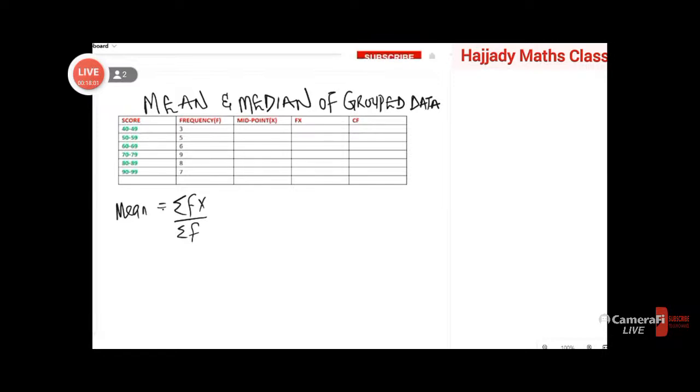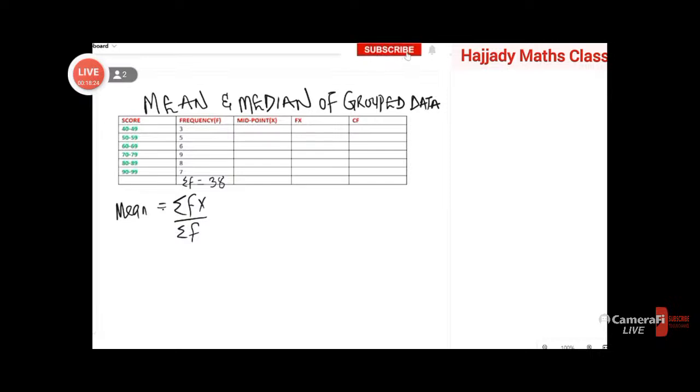Now the first thing we are going to do is to calculate the summation of our frequency, and from here we know that our summation of our frequency is the addition of everything. We have 3 plus 5 plus 6 plus 7 plus 9 plus 8 and 7. This is going to give us 38. That is the summation of our frequency.